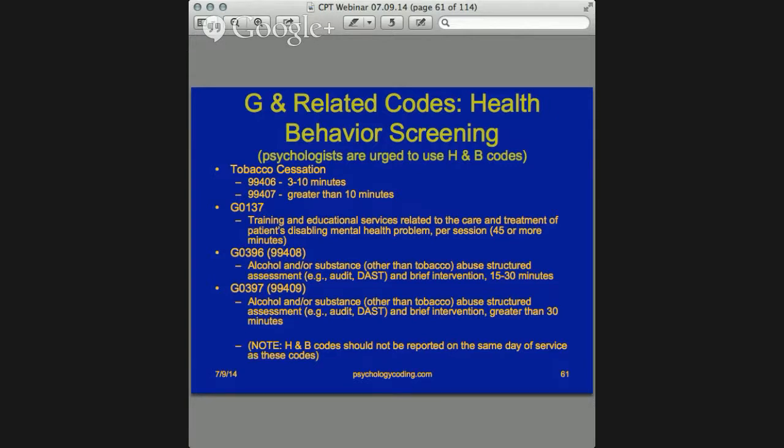So for those of you who are predisposed to this, you may want to think seriously about branching out from just working with people who are ill to working with people who are well. And these are some examples of codes that you could use to screen in an effort to get reimbursed, to provide information and feedback to individuals who are trying to maintain a level of wellness versus trying to get out of a disease process, which of course would be found more in the H&B, the neuropsych, and the psychological testing codes.